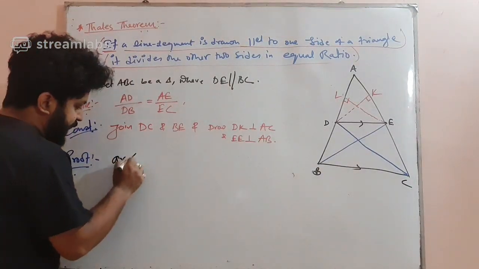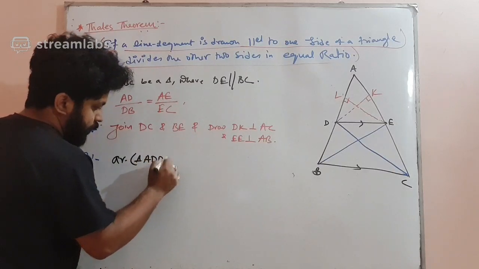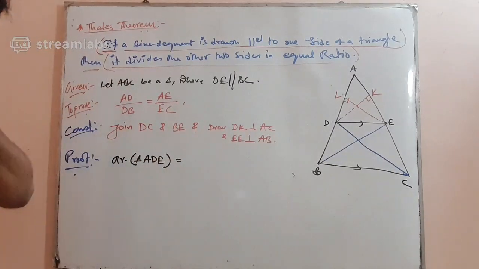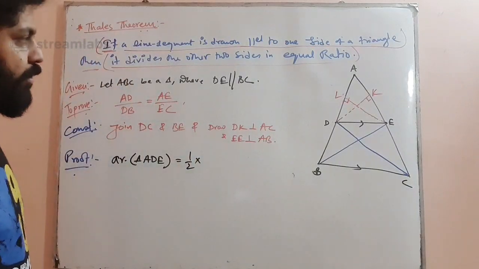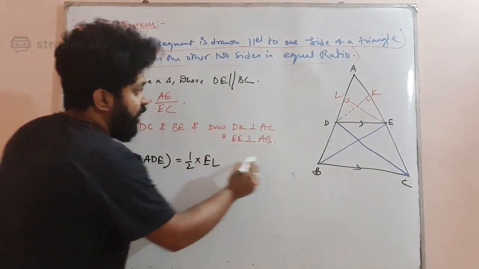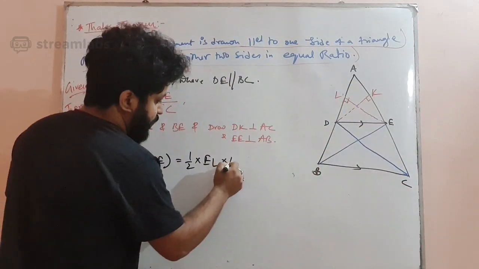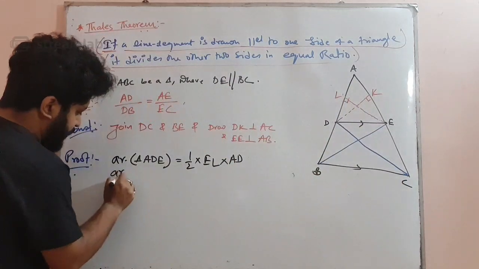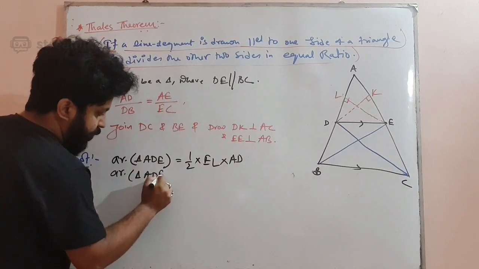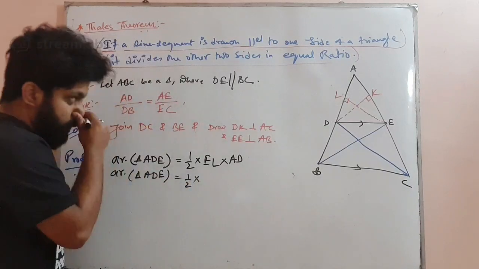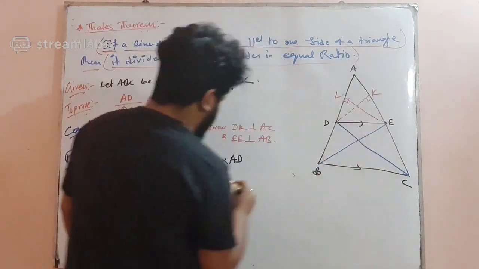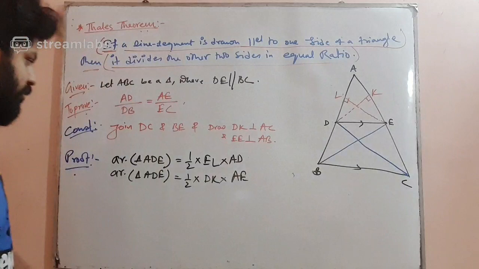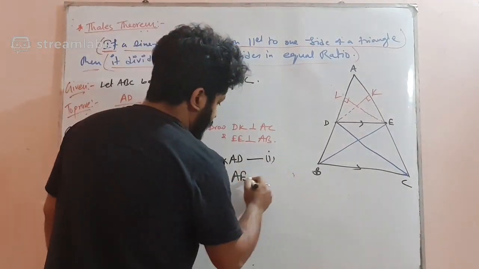Area of triangle ADE can be half into height. If I take EL as the height, then AD is the base. It can also be written as half into, if I take DK as the height, and what will be the base? AE should be the base. Keep this. Equation 1, equation 2.